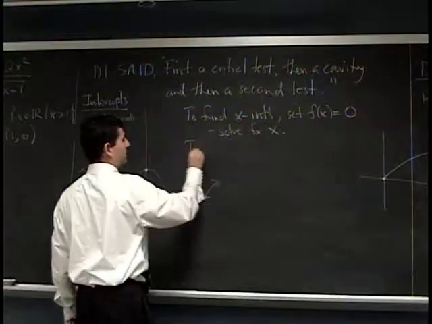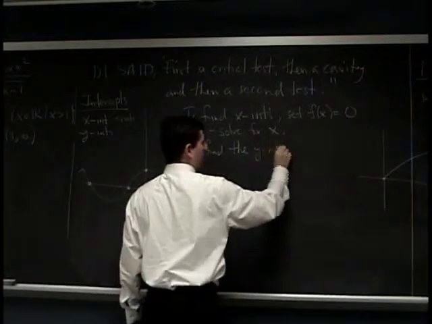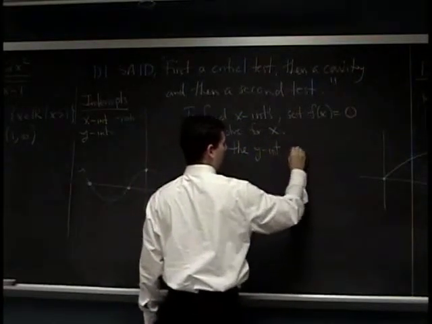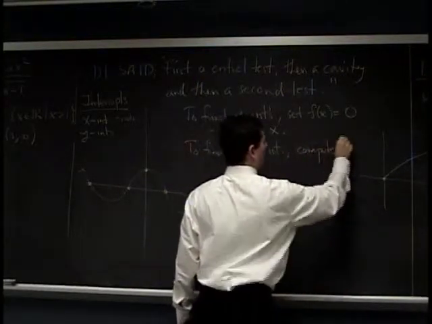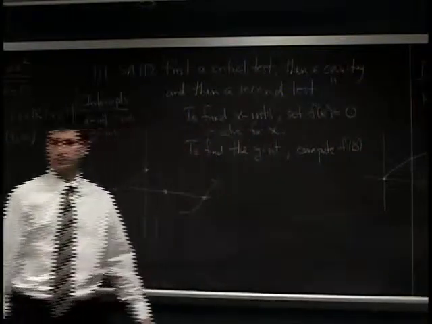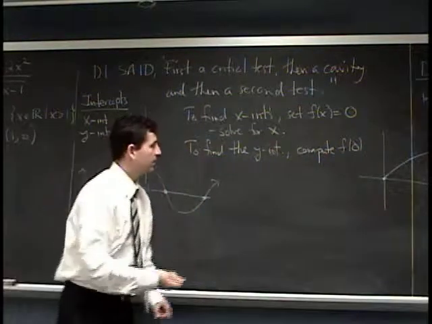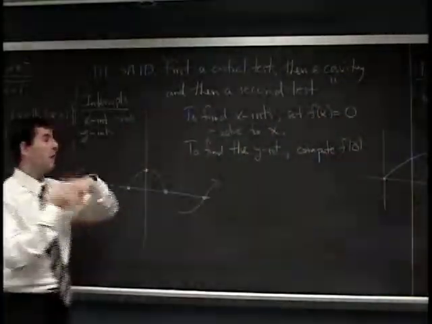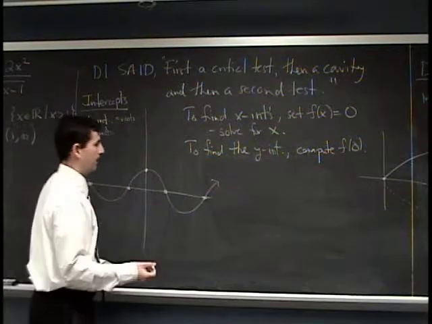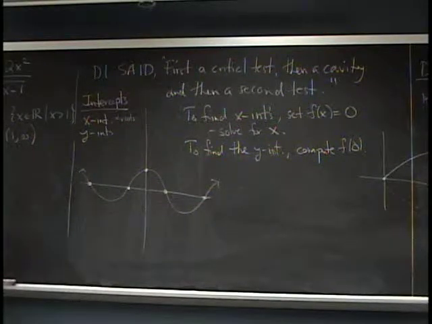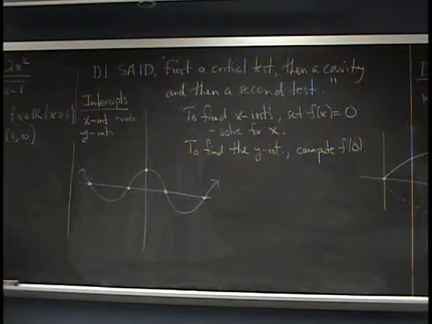And how do you do it? Well, this is the easy one. To find the y-intercept, compute f of 0. So to find the x-intercepts, you set y equal to 0. To find the y-intercepts, you set x equal to 0. Okay, so very nice. What would be the x-intercepts of this function?